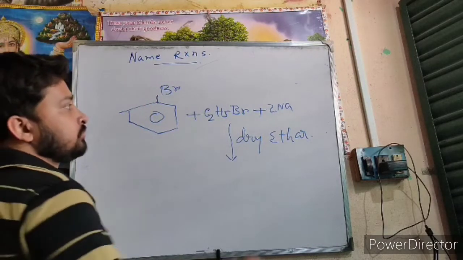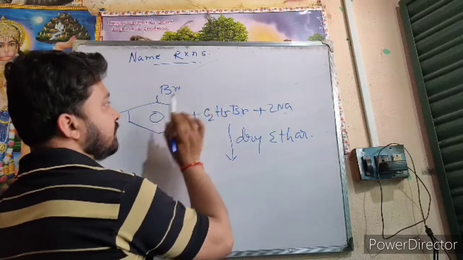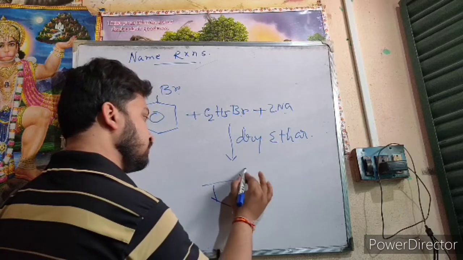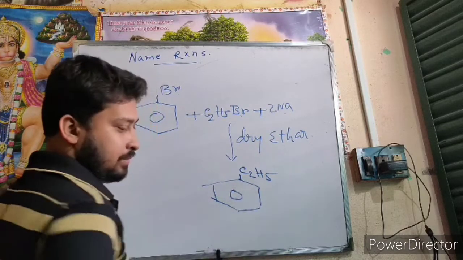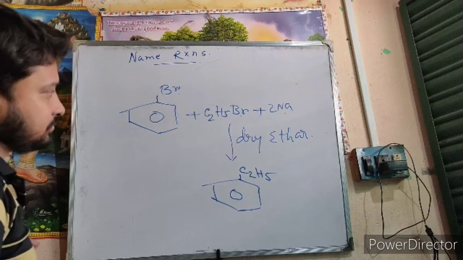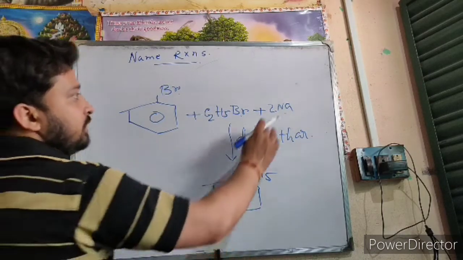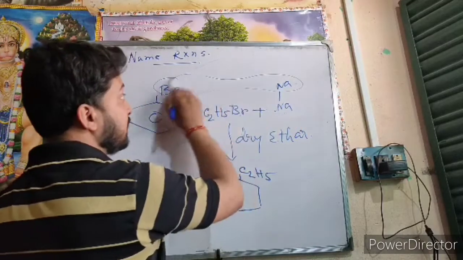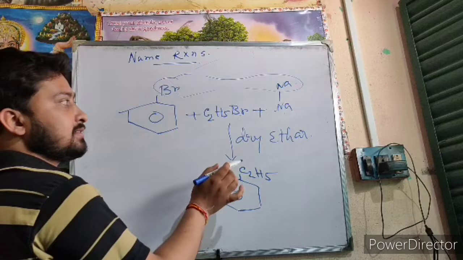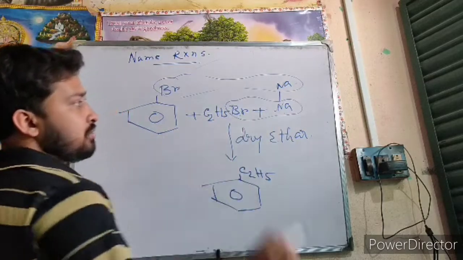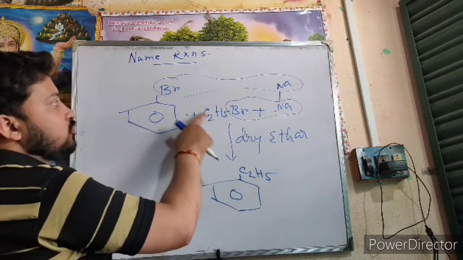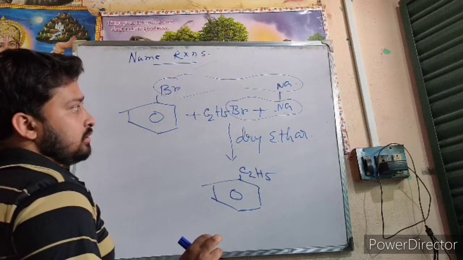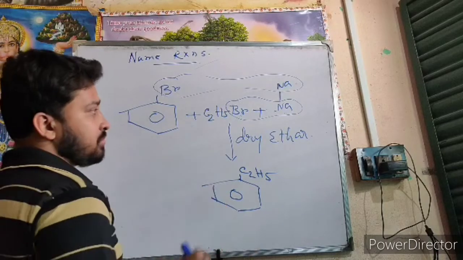What do you get? NaBr is removed, so the product is this with C2H5. This is the Wurtz-Fittig reaction. There are 2 moles of Na. 1 Na is removed from here. This is not the mechanism. This is a simple trick to remember it. NaBr is removed, so C2H5 is here.